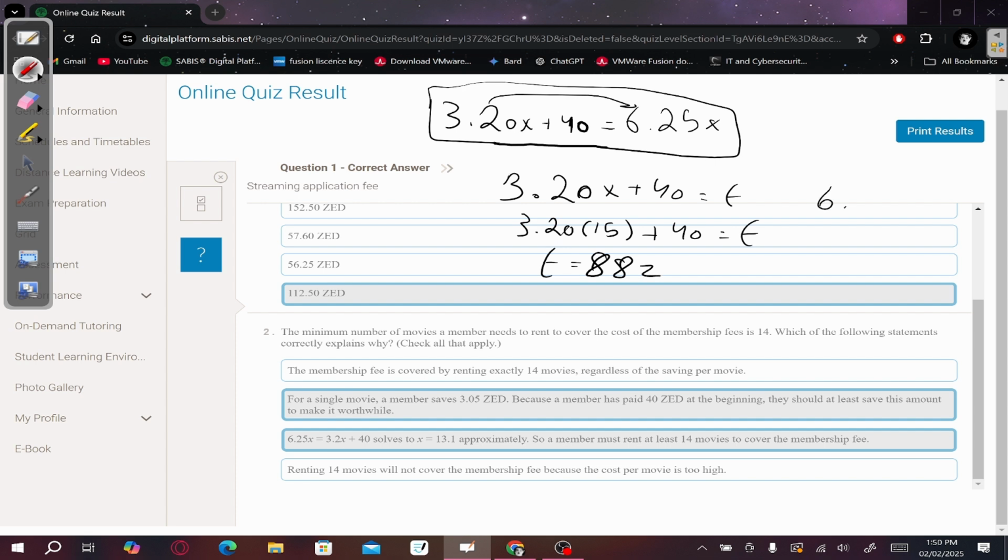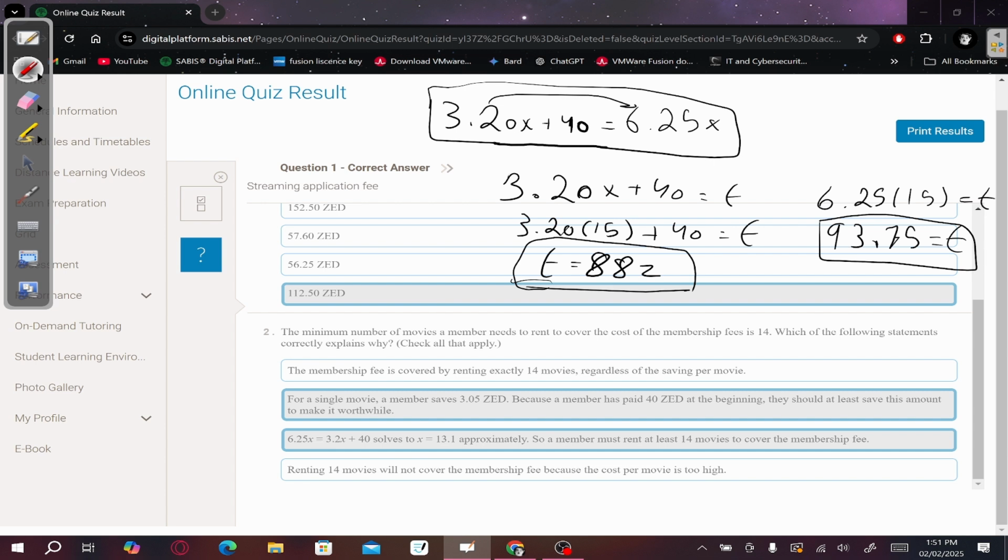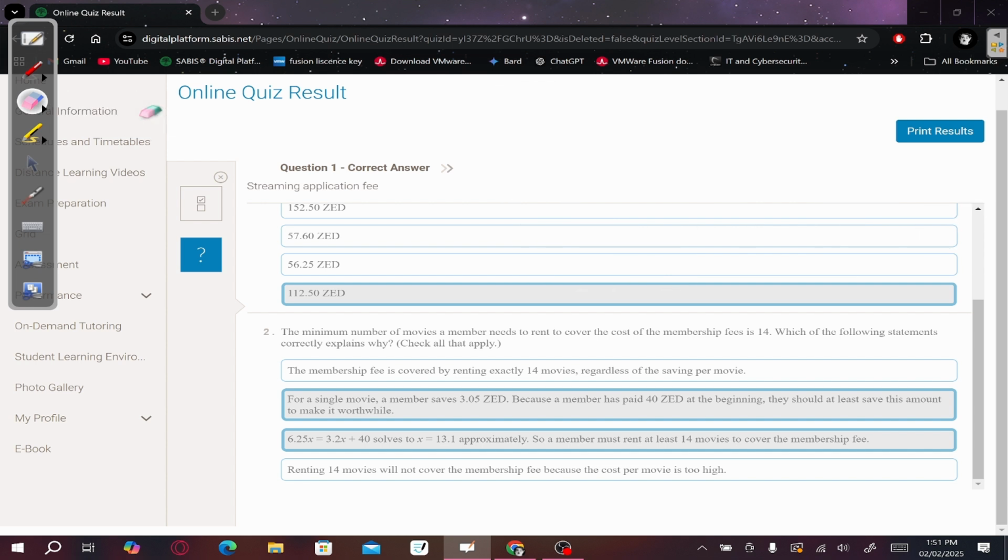Okay, now as a non-member, 6.25 times 15 equals the total cost. So 6.25 times 15 would give me 93.75 Zs. You can see if I rent 15 and over, basically, I would get more value for however much I pay as a member. Obviously, if I wasn't a member, I'd end up paying more. So essentially, this is why that equation makes sense and why it stands.